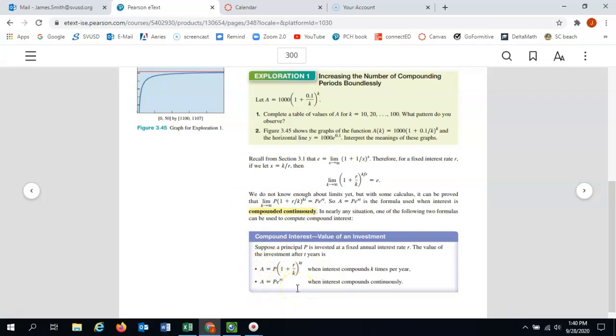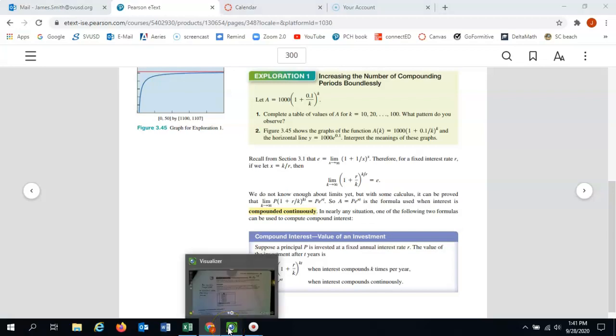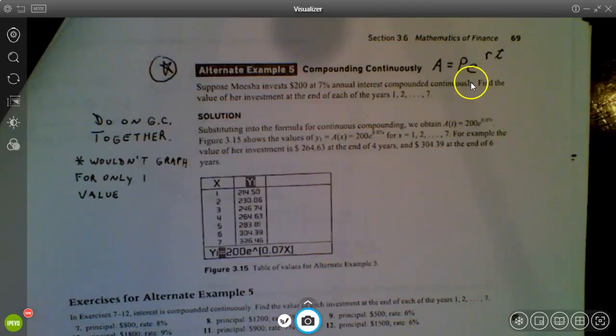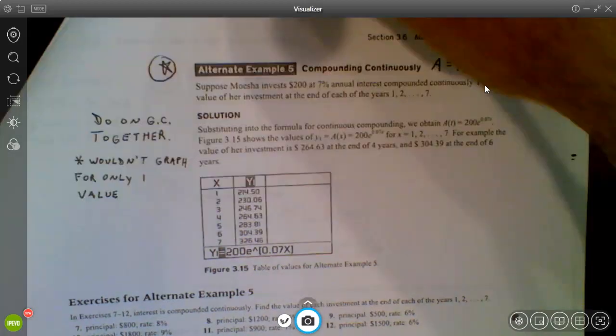So here's something I really want to point out to you. You can only use this formula when it is being compounded continuously. If you are given a certain number of times of compounding, you have to use the other formula. So keep in mind which formula you're going to be using. You'll only use this one if you literally see the words compounds continuously. Then this is the formula we're going to be using.